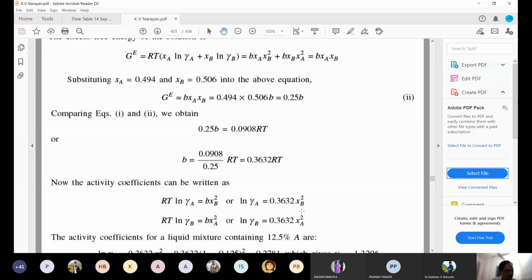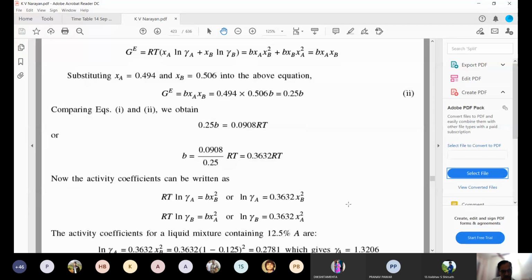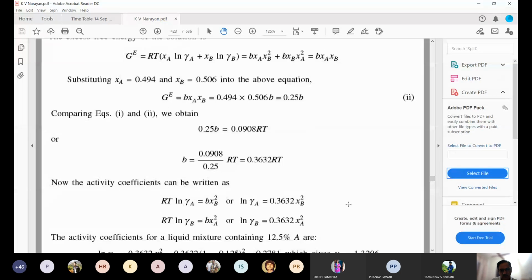Now what we need to find out is to calculate the total pressure of the vapor at temperature 313 Kelvin in equilibrium with a liquid mixture containing 12.5 mole% A, right? So we need to find out P, the total pressure, right? How will we find the total pressure? Total pressure is equal to what?